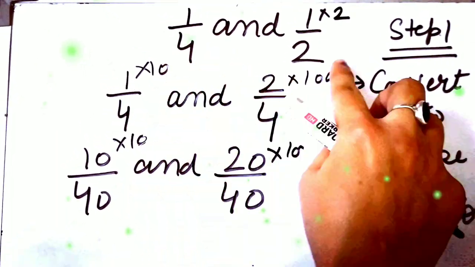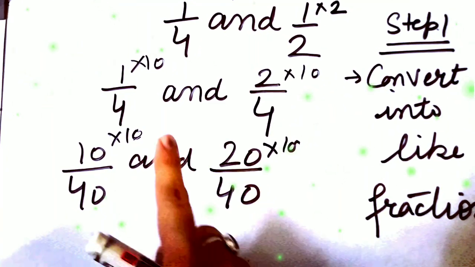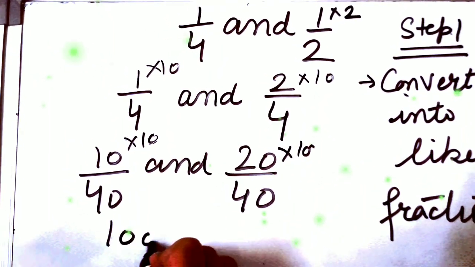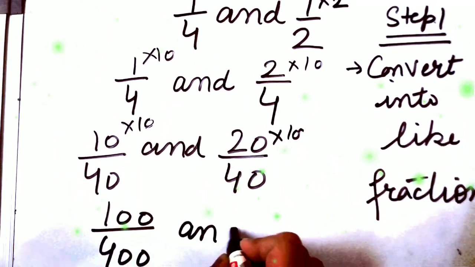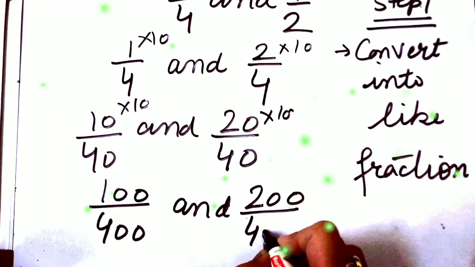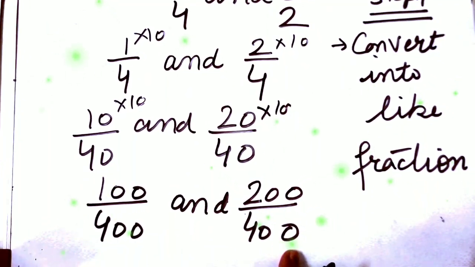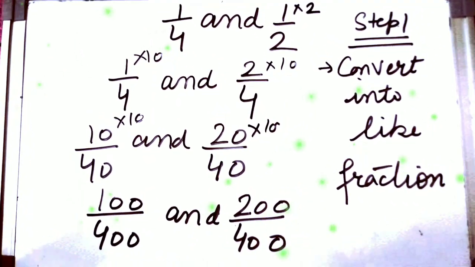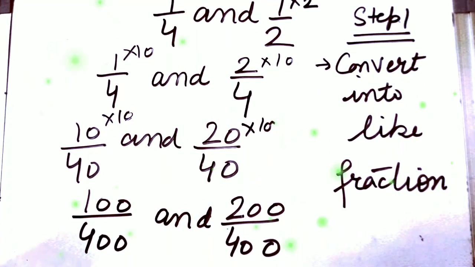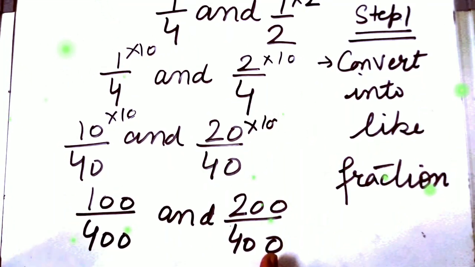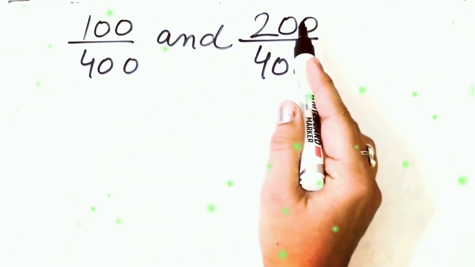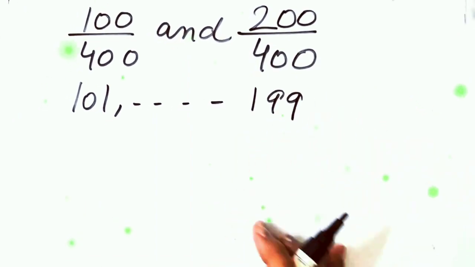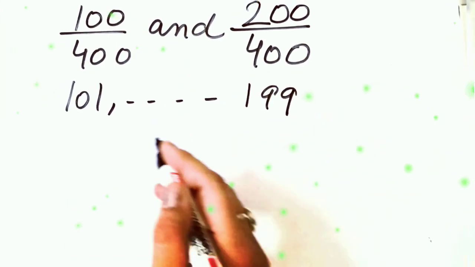Okay, or either you can multiply here by 10, or you can multiply this by 100. So the easier method is that you have already multiplied it by 10, and we have got this answer. So just multiply this by 10. So it is 100 over 400 and 200 over 400. Now they both are like fractions, and now we have to see the numbers which come between 100 and 200. Between 100 and 200 you have so many numbers. Finding 10 numbers between them is super easy. So between 100 and 200 there are so many numbers ranging from 101 to 199. You can take any 10 numbers of your choice.